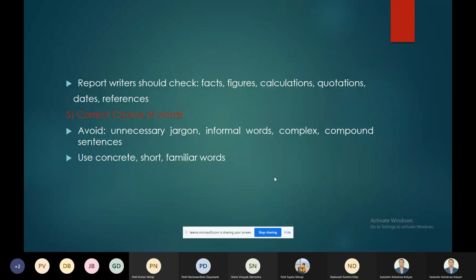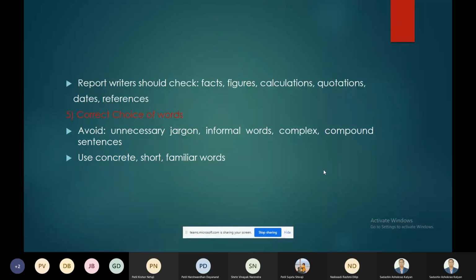This part will come in our editing whenever we do the editing of our thesis writing. So it is expected that the report writer checks the quotations, the references he has written, dates, facts and figures. Whenever we check, it is going to help us present all the things in a very proper way in the written form of our thesis, and at the same time in our presentation.